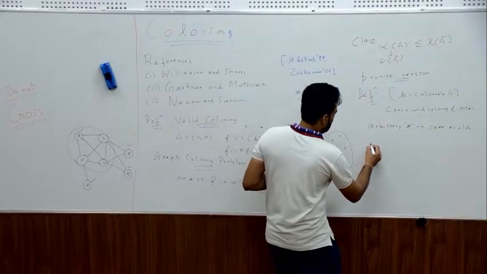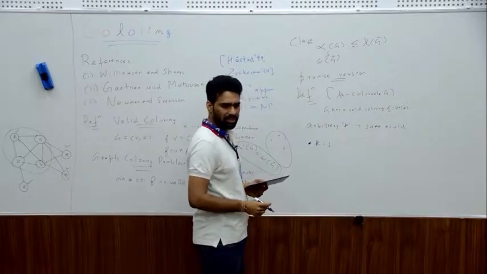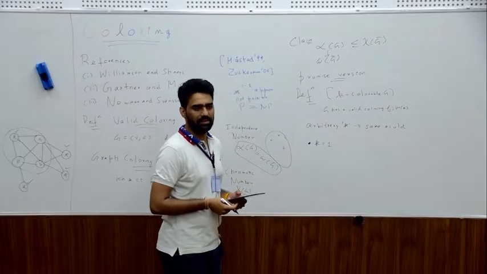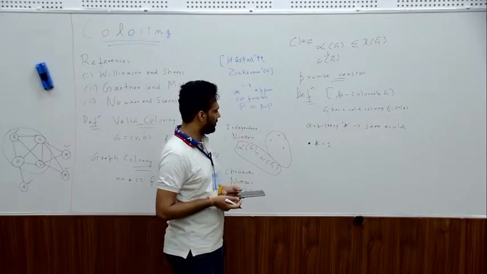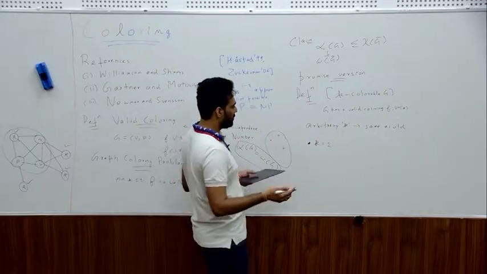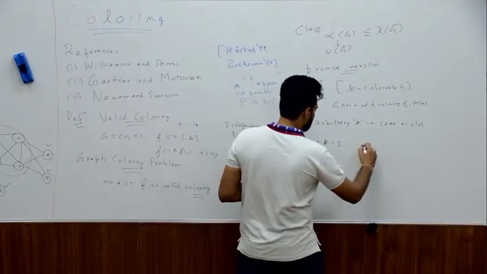Okay. So let me take k equals 1 for instance. What does that mean? Graph is one colorable. So all the vertices are isolated, right? So of course we can always do that. We can always color the graph with one color. We don't do anything, right? This is of course done.